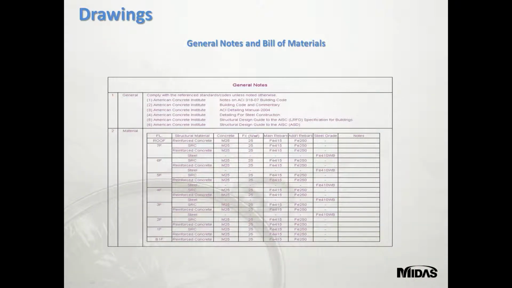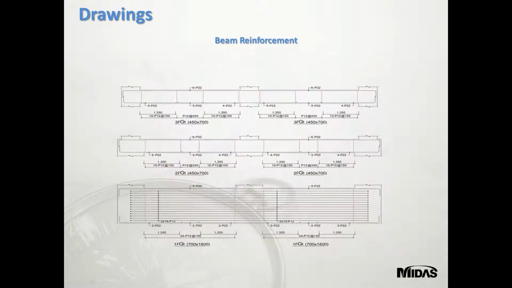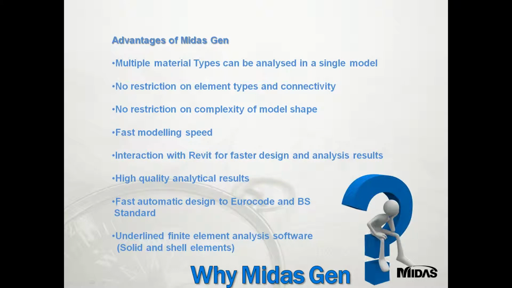It automatically generates the general notes for your drawings, and it will give you a bill of materials automatically as well, displaying the reinforcement of material quantities for construction using the design results. It will give you the framing plans for both steel and concrete. It will give you beam reinforcement detailing, and it will also give you a members list for beams and column layouts. So that's just a snapshot of Dshop there for you.